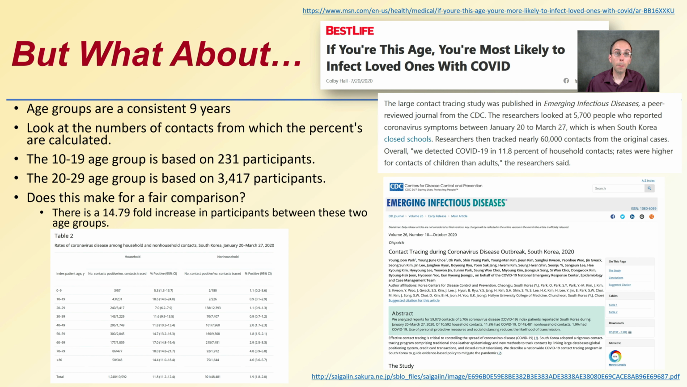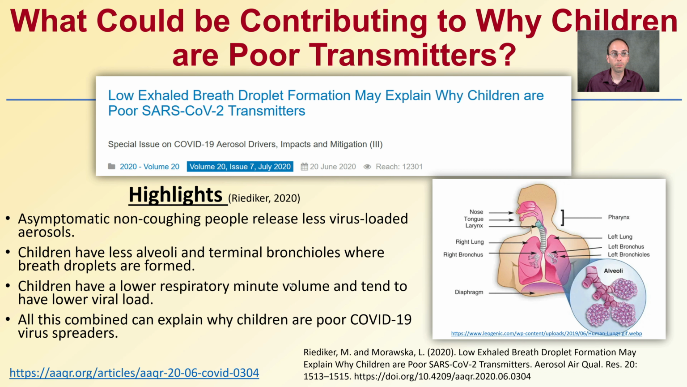So while it's great to compare percentages, does this really make a fair comparison when there's a 14.79-fold increase in participants between the two age groups? So this is why it's important, again, to look at the data instead of just quoting percentages. Where did those numbers come from?